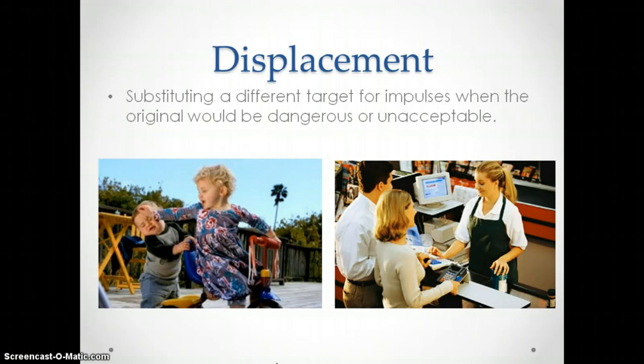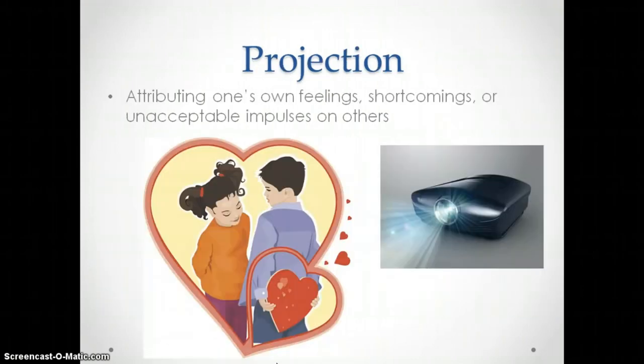This might also be the case, like with the picture on the left-hand side, where you're angry with something at school and you take it out on your little sibling. Poor kid there. That's another example of displacement, where you're substituting the target and putting it onto someone that's more vulnerable instead of the actual person that's causing you grief. Another defense mechanism is projection. This one happens all the time, but it's more subtle.